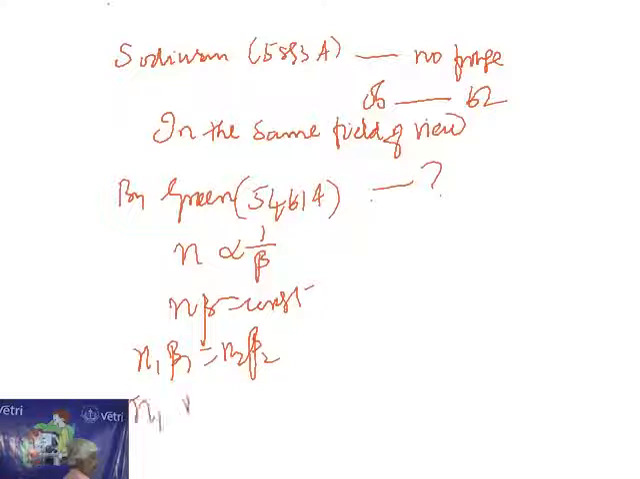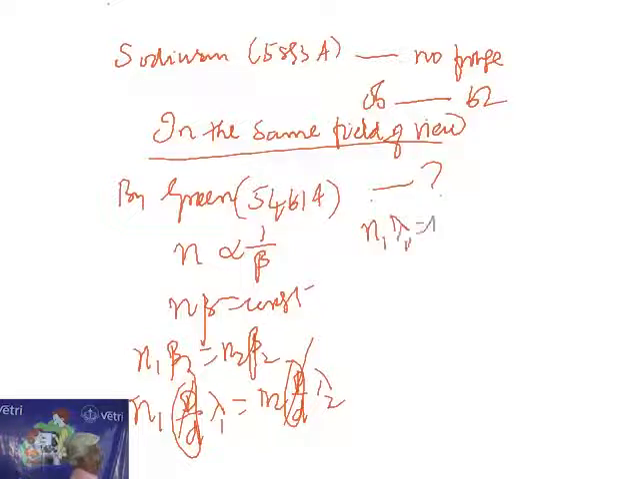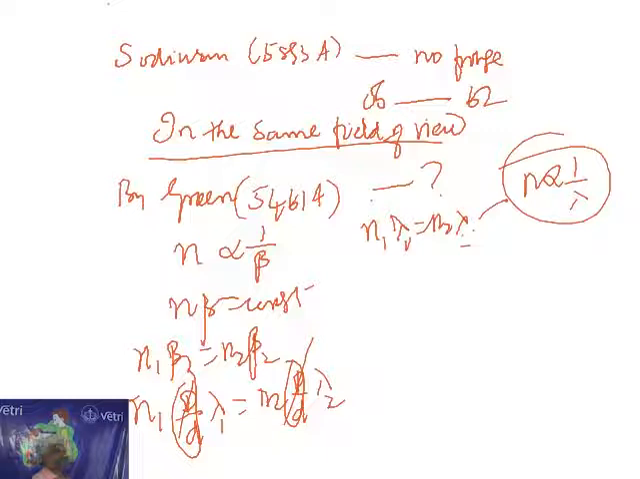But n1 beta 1 we know is n1 into D by d into lambda 1, equal to n2 into D by d into lambda 2. Why is D by d the same? That is the concept here. This D by d is the same because it is in the same field of view. We are not altering the distance between the source and the screen. Therefore, I have a new concept: n1 lambda 1 is equal to n2 lambda 2. If this condition is satisfied, n is inversely proportional to wavelength. That is, the number of fringes is inversely proportional to wavelength.